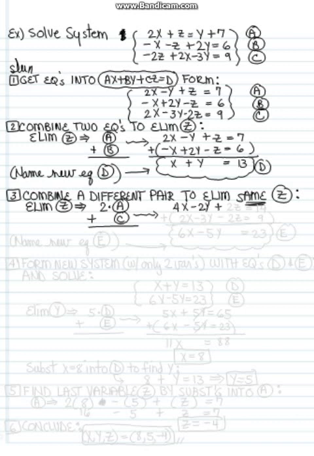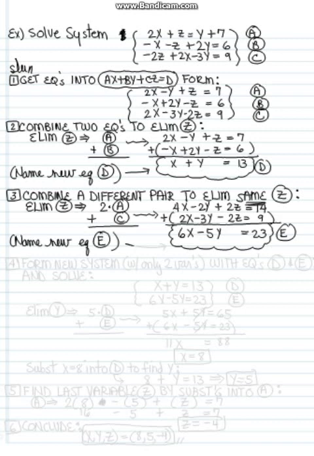That gives me 4x minus 2y plus 2z equals 14. Add to that 2x minus 3y minus 2z equals 9. You see how the z's are going to disappear? I'll get 6x minus 5y equals 23. I love this equation so much. I want to put a cloud around it, and I want to name it equation E. So we have a cloud equation D and a cloud equation E.